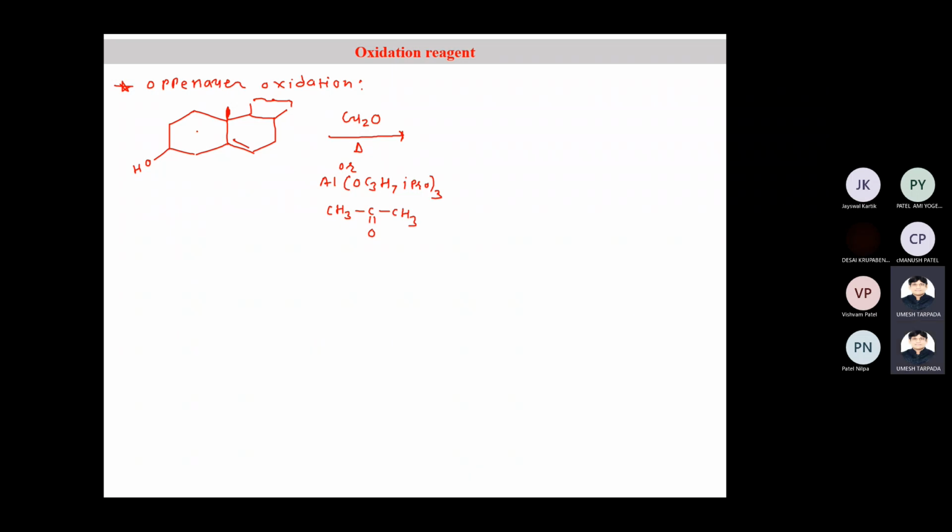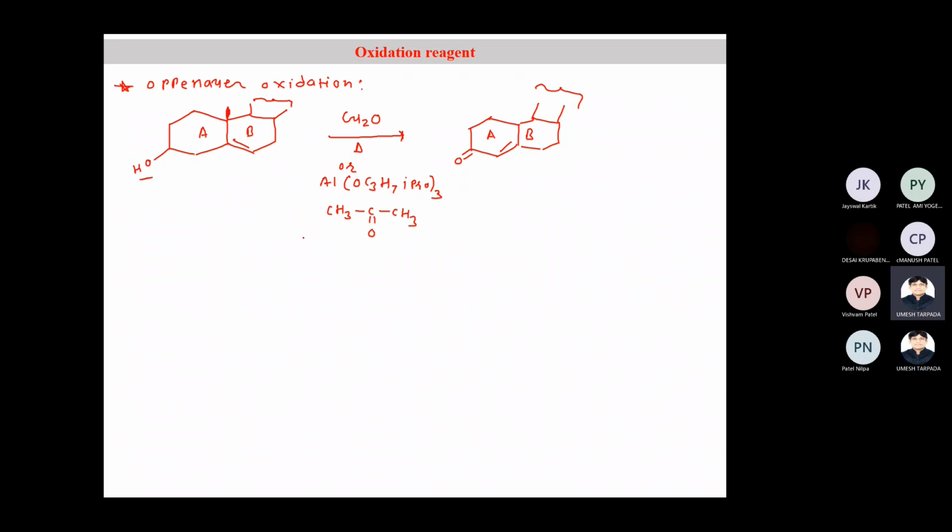So see, two things take place. Double bond is migrated from ring B to A with the conversion of OH group into ketone. So this is called open air oxidation. This is converted to ketone and double bond is migrated from ring B to A. Rest of the things as it is. So it is called open air oxidation.